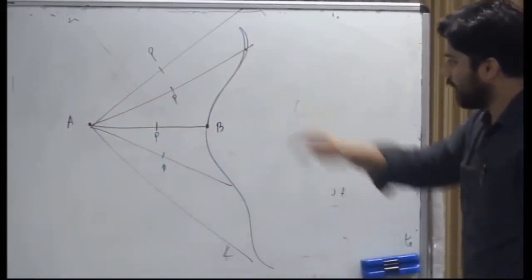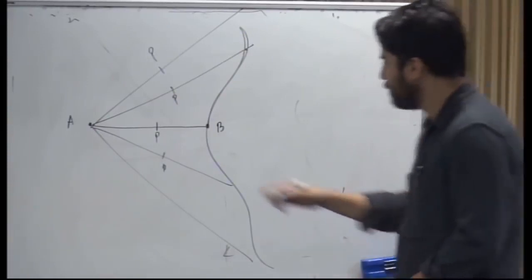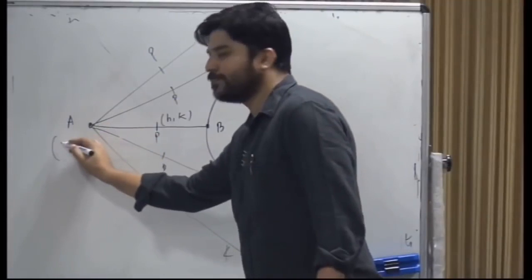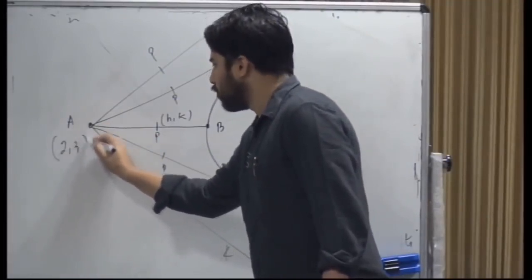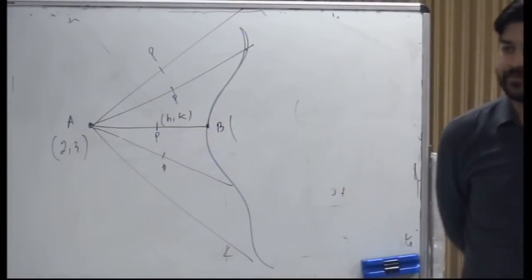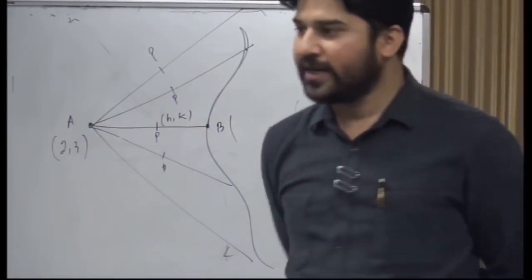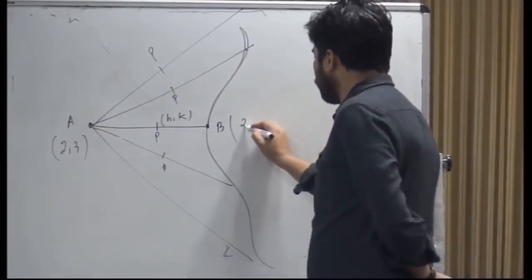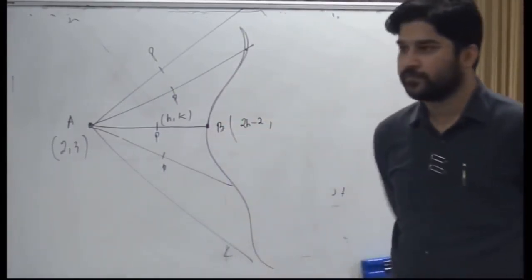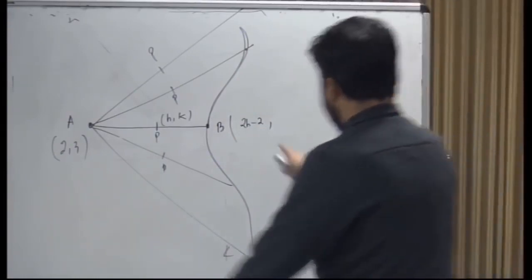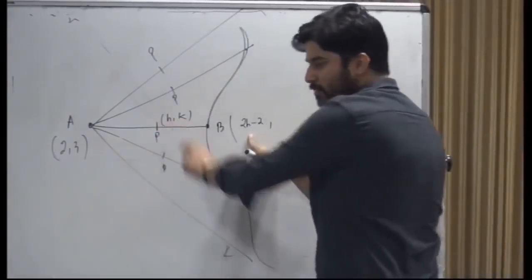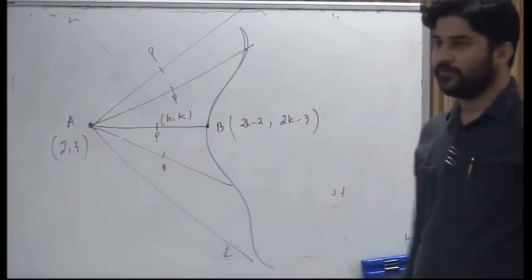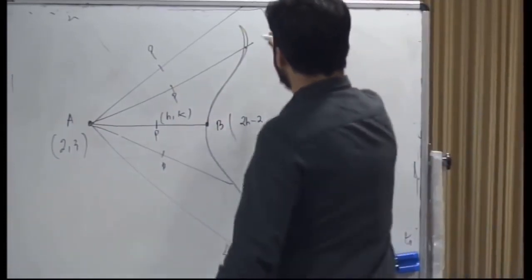So similarly, now what is the step? Let the moving point P be H comma K. Then A, what is A? Now can I say B in terms of H comma K? Because H comma K is the midpoint of A and B. So definitely 2H minus 2 is B. Right or wrong? If you add these two, you'll get by 2, you'll get this. And this is definitely 2K minus 3. Right? What's the equation of this curve?